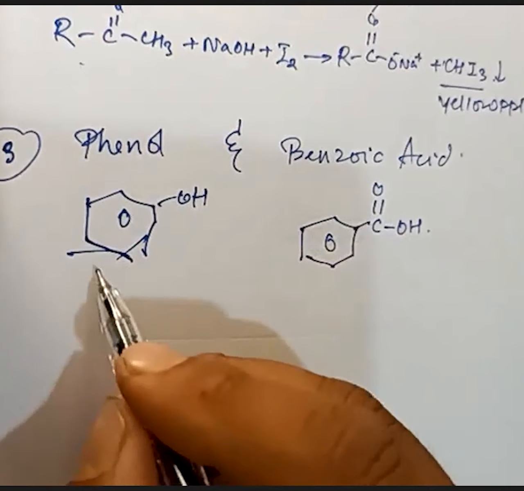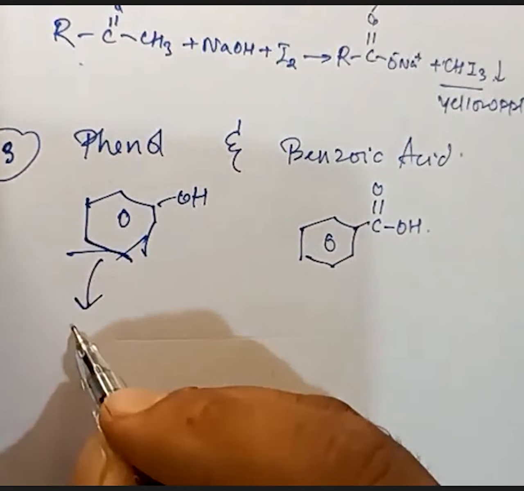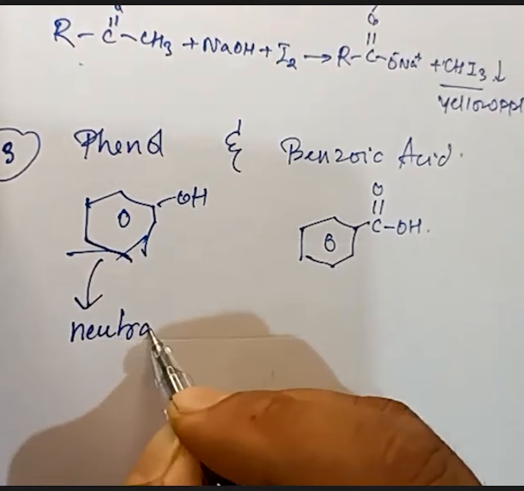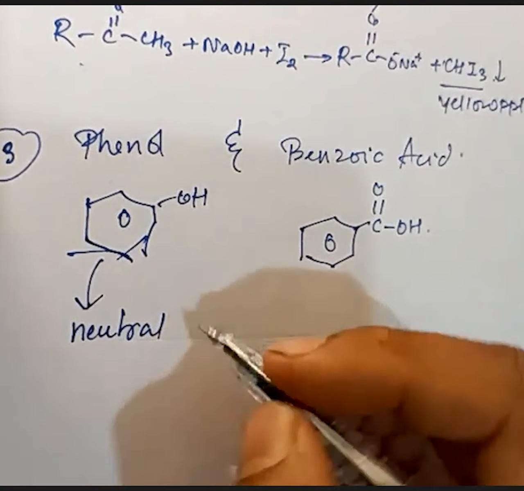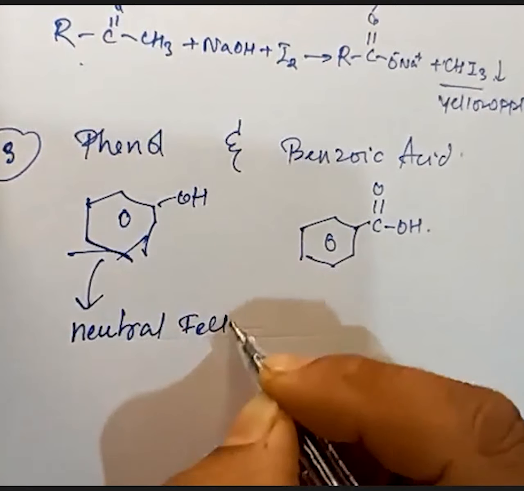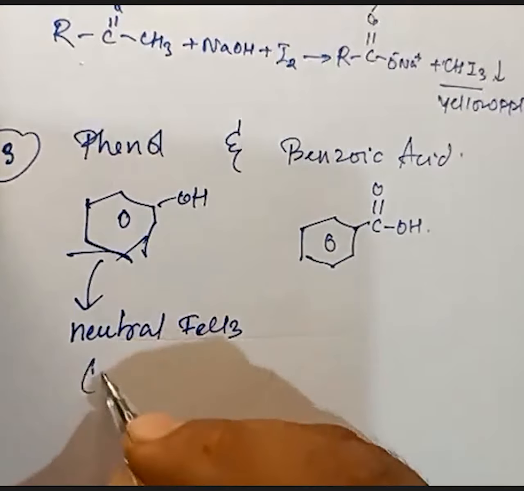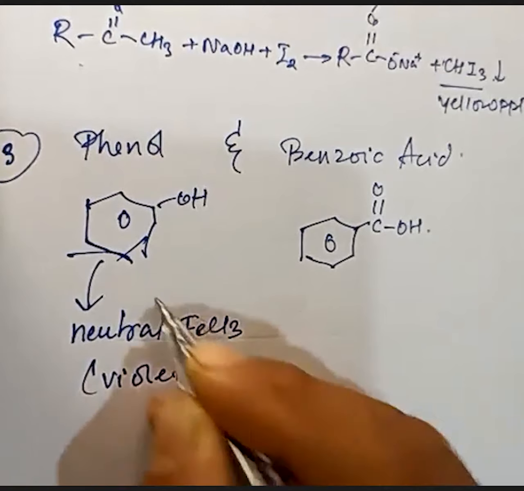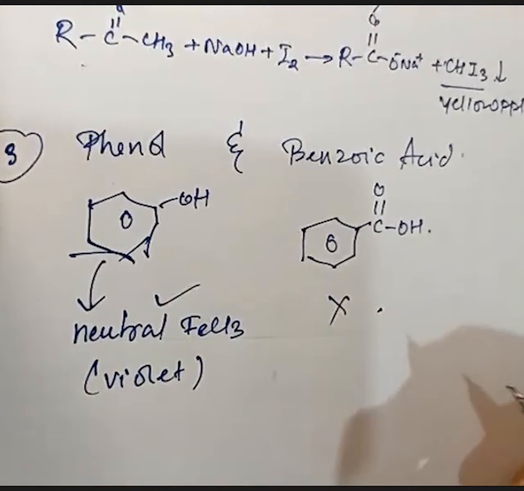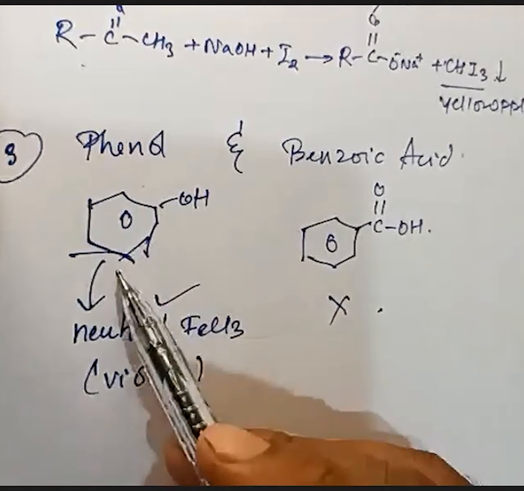How to distinguish phenol? There we have done one test. Remember, blue color, you have observed violet color. That is the neutral FeCl3 test. If phenol is there, directly do the neutral FeCl3 test and it will give the answer. It will give you a violet color, and this will not give you anything. Benzoic acid does not give this test, only phenol does.